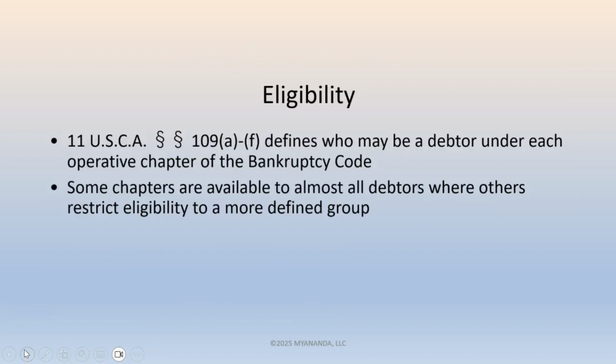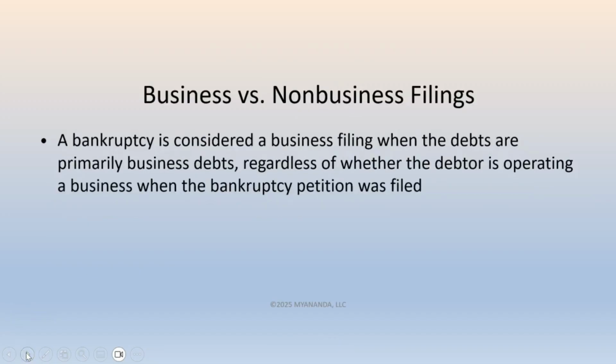11 U.S.C. section 109(a) through (f) defines who may be a debtor under each of the operative chapters of the bankruptcy code. Some chapters are available to almost all debtors, where others restrict eligibility to a very defined group. A bankruptcy is considered a business filing when the debts are primarily business debts, regardless of whether the debtor is operating a business when the bankruptcy petition was filed.